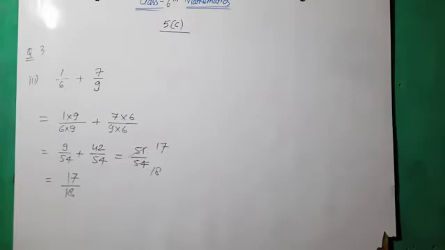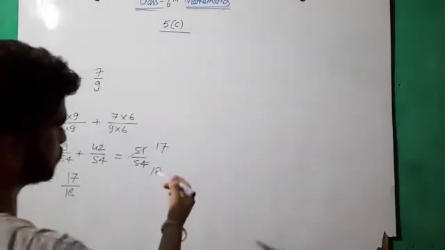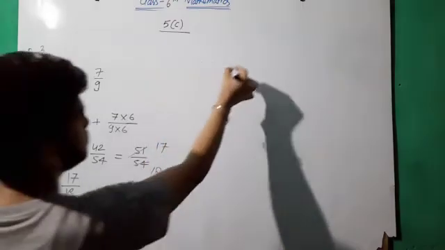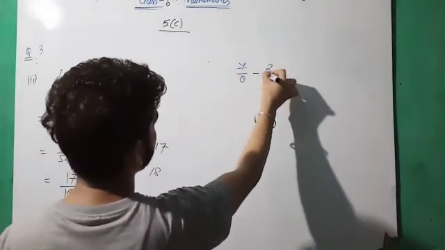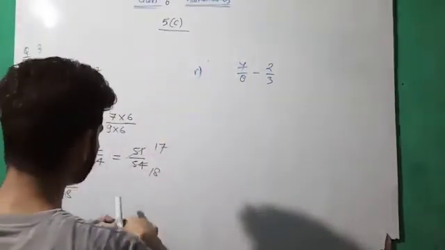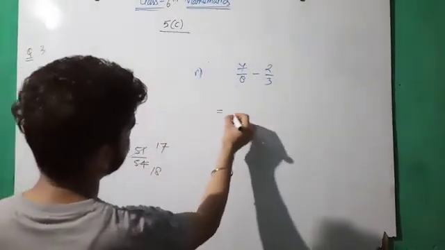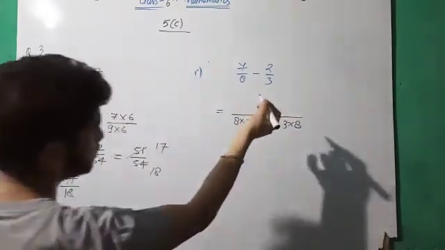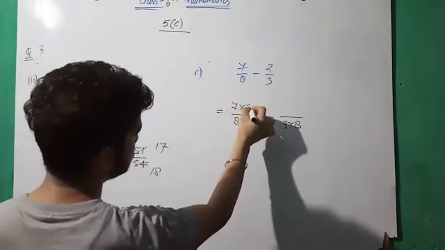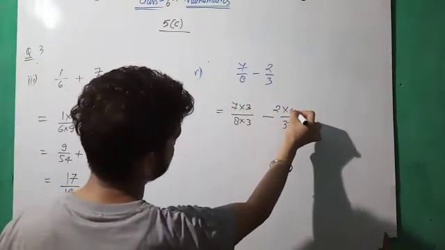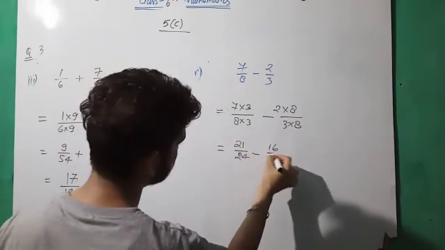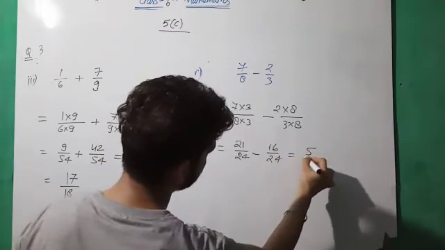Now we will discuss the sixth part, 7 by 12 minus 1 by 4, or rather the fifth part. Fifth part: 7 by 8 minus 2 by 3. The LCM of both the numbers is 24. We multiply 8 with 3 and 3 with 8 because there is no common multiple. So 7 into 3 minus 2 into 8. 7 3s are 21 upon 24 minus 16 upon 24. So the answer is 5 upon 24.